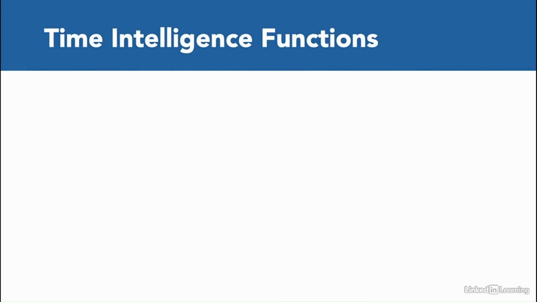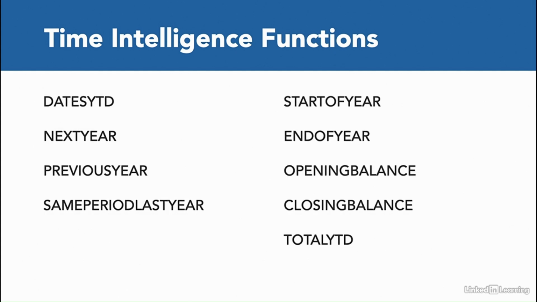There are more than 30 time intelligence functions, and they work in groups. The first set actually returns a table full of dates from your calendar or date table. DATESYTD, for example, will return a table with all the dates to the current date for that year. There are two similar functions, DATESQTD for quarter to date, and DATESMTD or month to date.